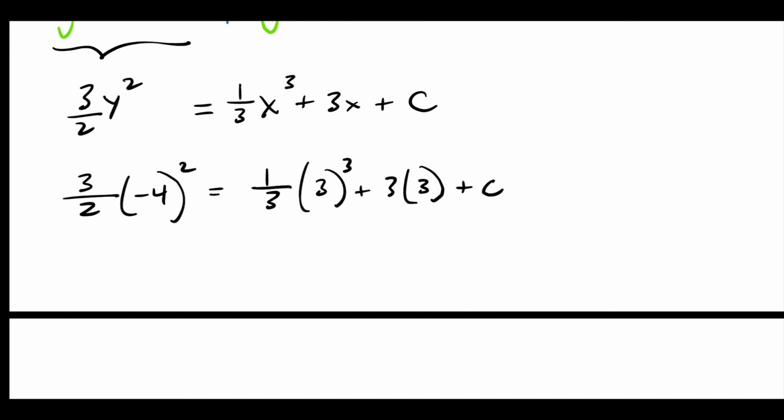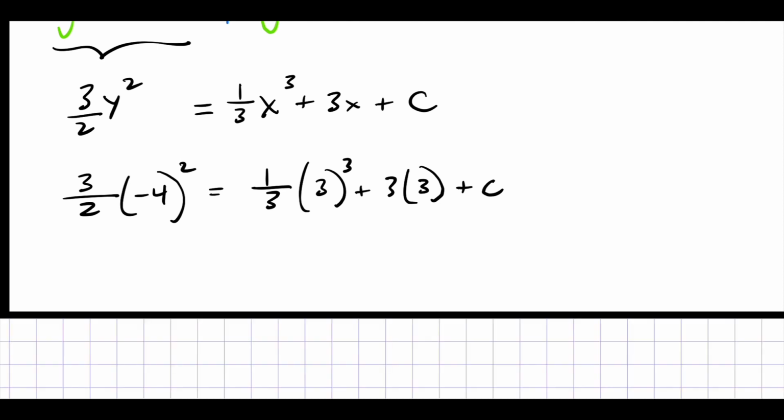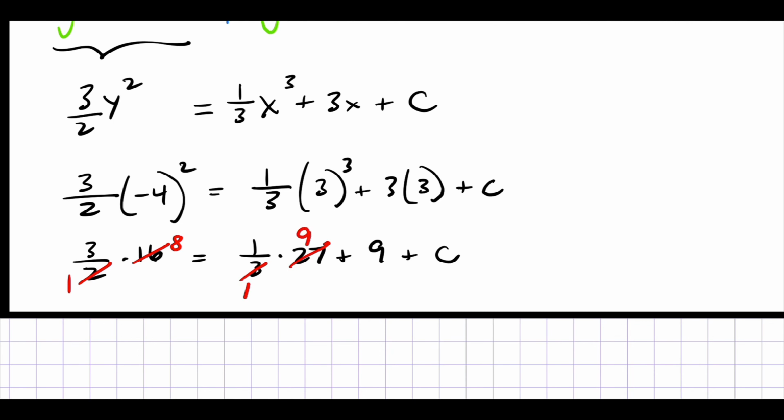Okay. So let's see here. We get 3/2 times 16. And then over here we get 1/3 times 27 plus 9 plus c. Okay, so over here I can divide these both by 2. That becomes a 1. That becomes an 8. I can divide these both by 3. That becomes a 1. That becomes a 9.